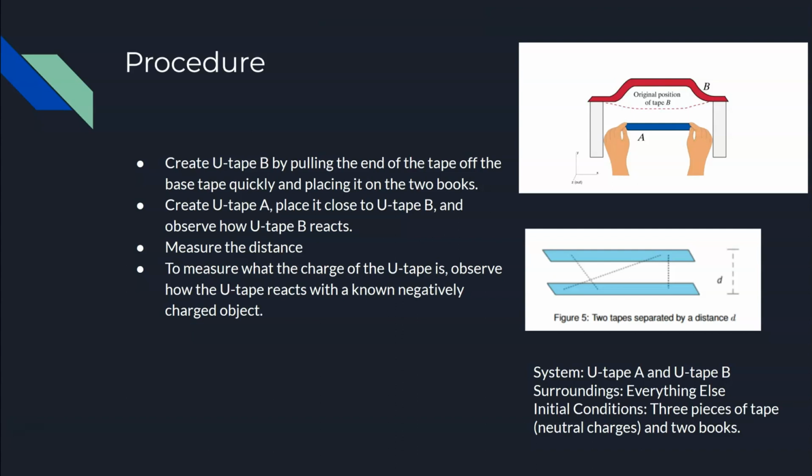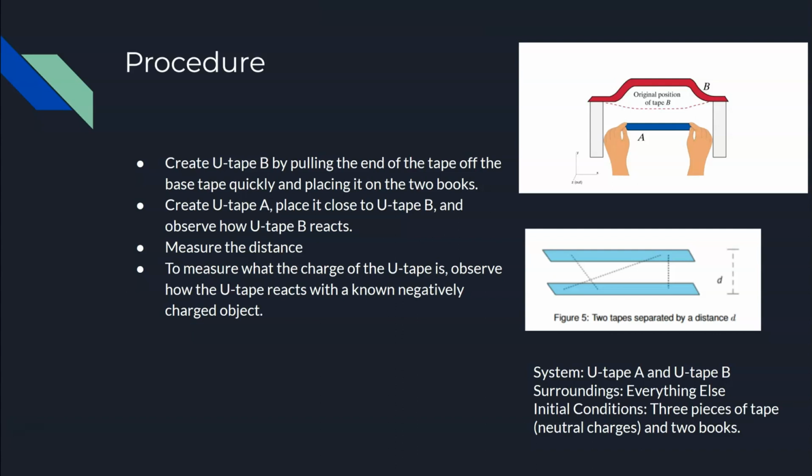So we know that these two objects have the same charge, but we have to measure what the charge of the U-tape actually is. In order to do this, we have to observe how U-tape A reacts with a known negatively charged object. So the way I did this was I rubbed a plastic pen on my hair and then placed U-tape A close to it and saw how they reacted. They reacted by being attracted to one another, and we know that means that these two objects have different charges, and we know that the plastic pen had a negative charge, which means that U-tape A had a positive charge.